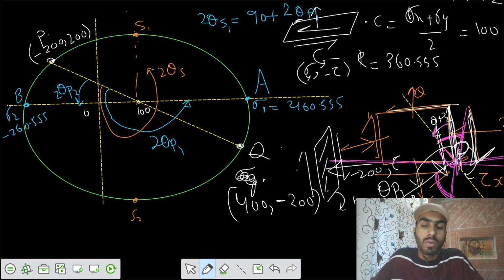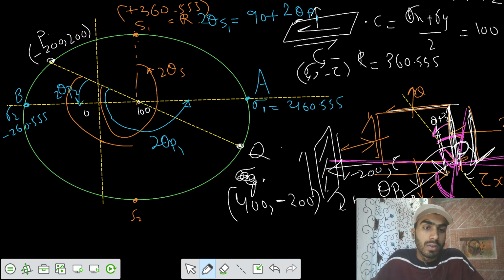Here the value is equal to plus or minus 360.555, which is also equal to the radius. So we got this value. And similarly, if you want to find theta S2, it would be at an angle of 2 theta P2 plus 90 degrees, somewhere here.